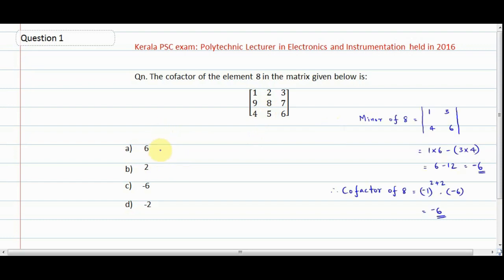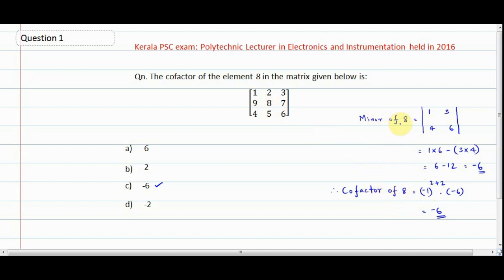Okay, now you may check your answer. Here the right answer is option C, minus 6. How to calculate the cofactor of this element 8? We have to follow this procedure. First we have to calculate the minor of element 8. Then we have to assign a sign based on the position of 8. We will get the cofactor value corresponding to 8.